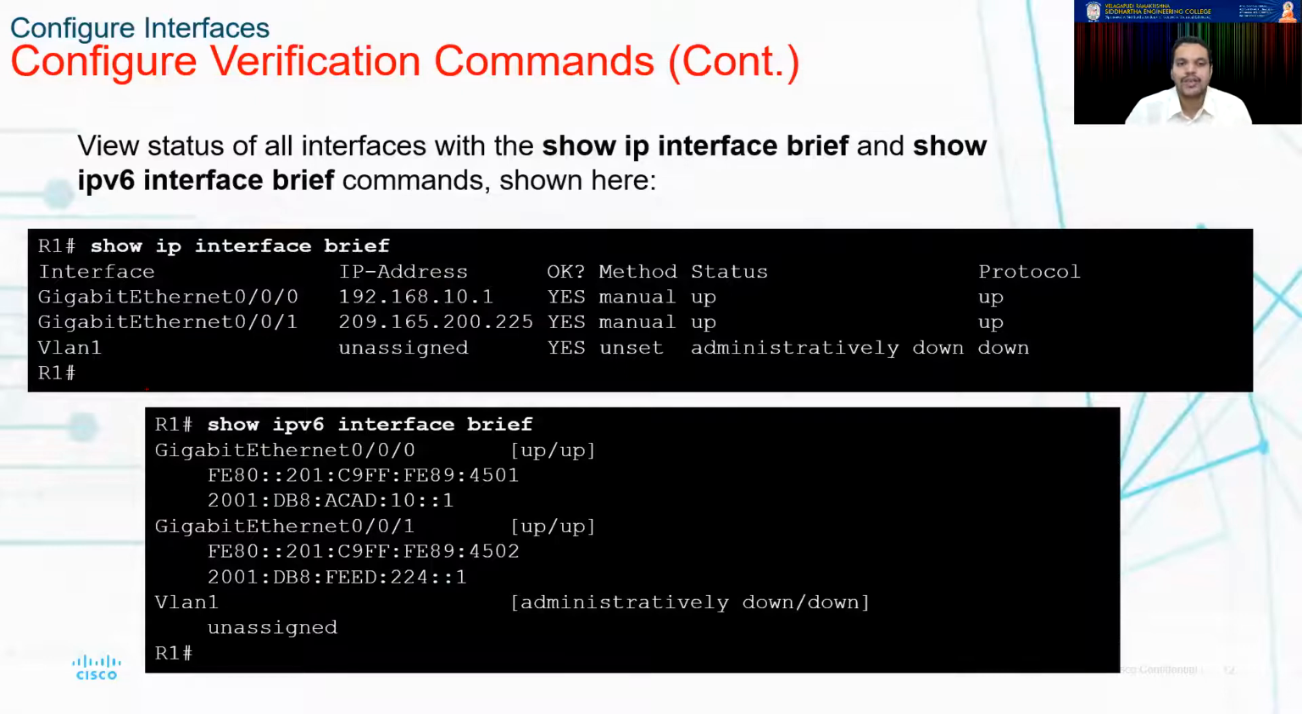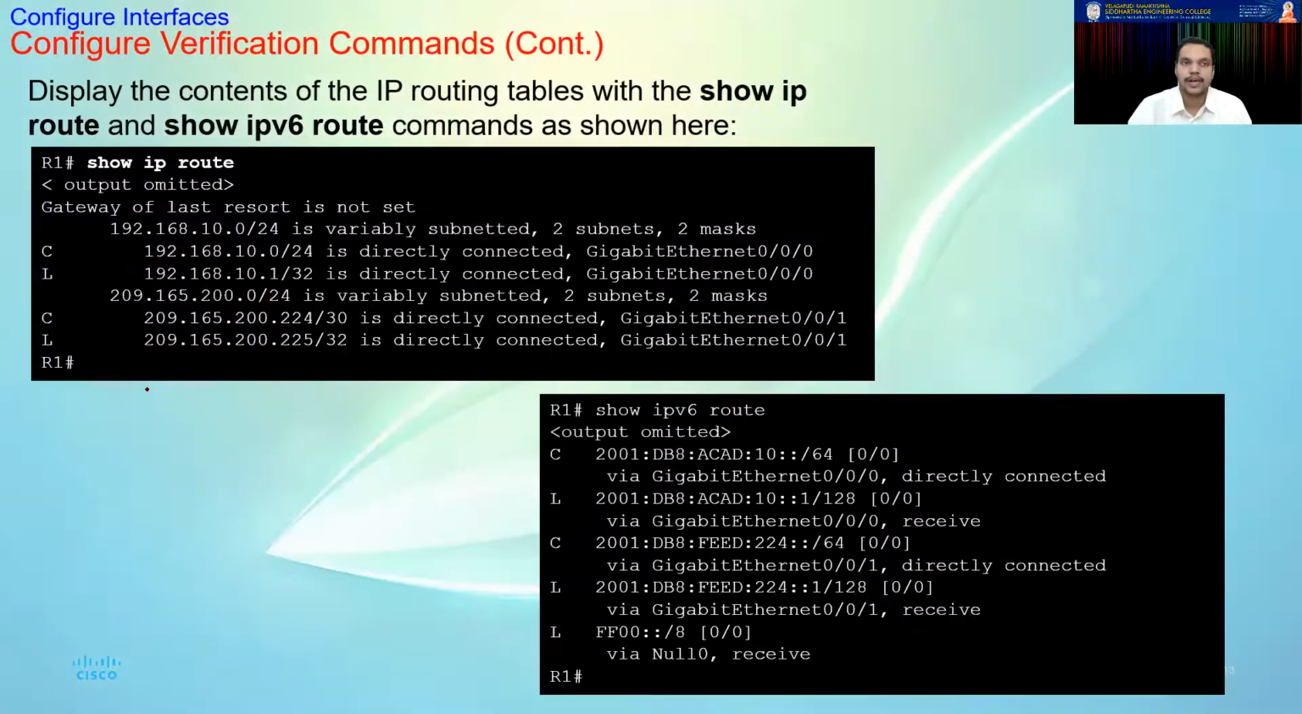So this is what we just saw, show IP interface brief and show IPv6 interface brief. I'm not going to discuss this again. It just gives you a very brief summary of what the interfaces are and what addresses are assigned to them. Okay. The next thing is show IP route and also show IPv6 route.